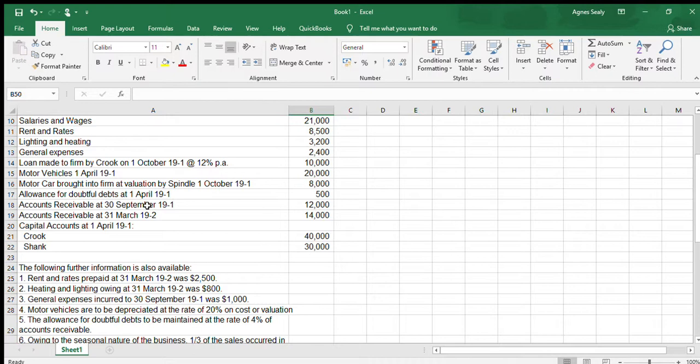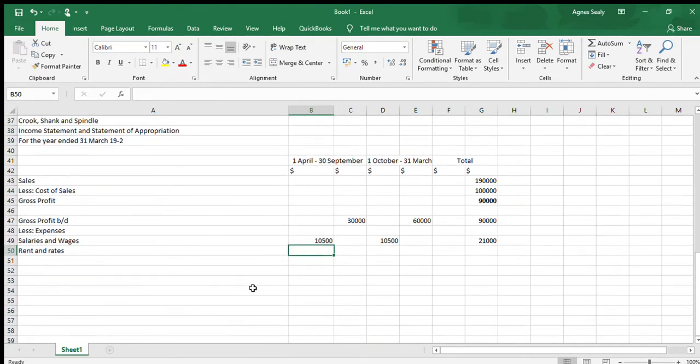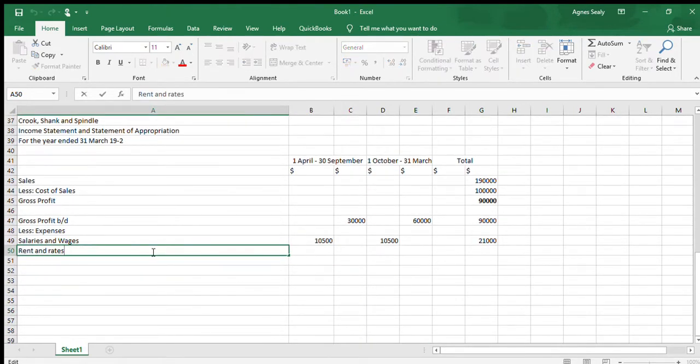So therefore that $2,500 that is paid for a future accounting period has to be deducted from the $8,500. So when we subtract our $2,500 from our $8,500, we are left with $6,000 for the payment of rent and rates for this accounting period. So we put that here, $8,500 minus the prepayment, which gives us $6,000.